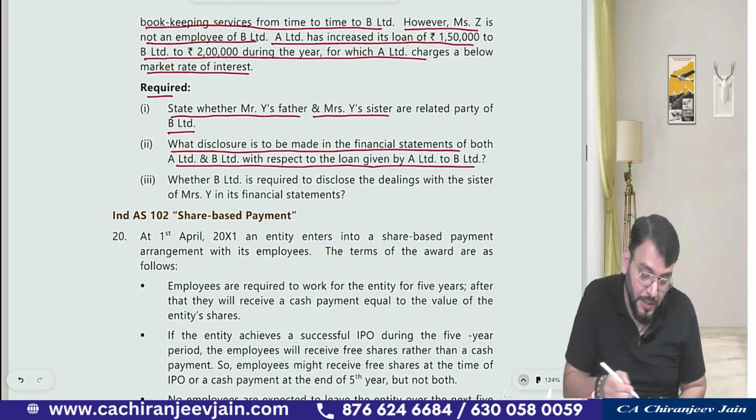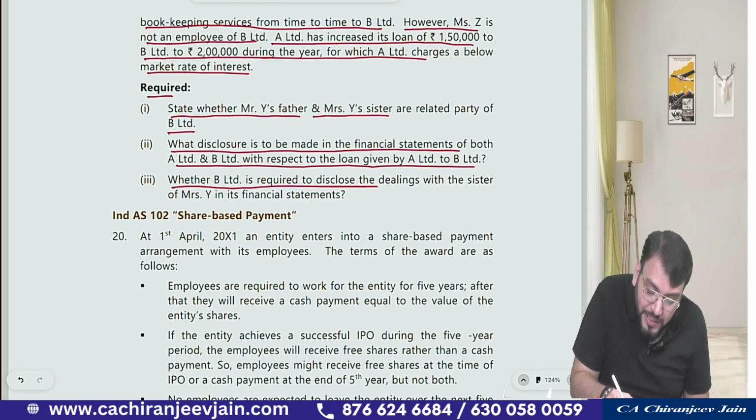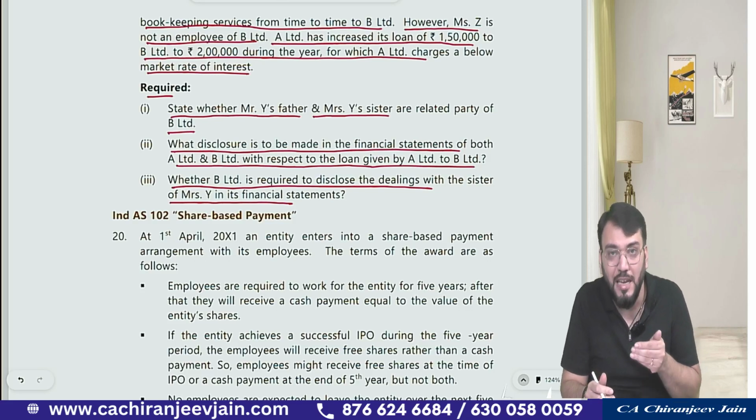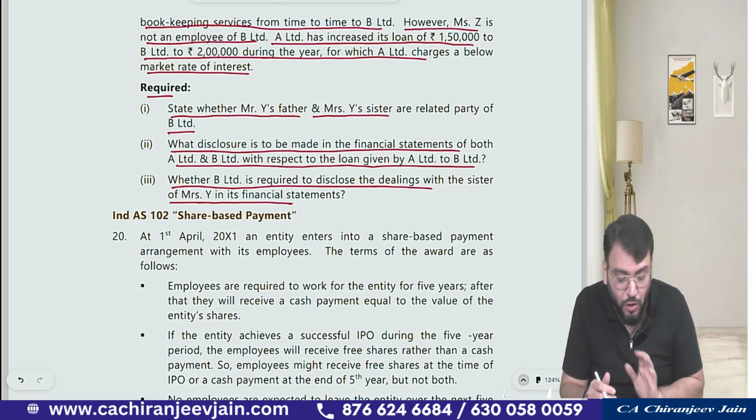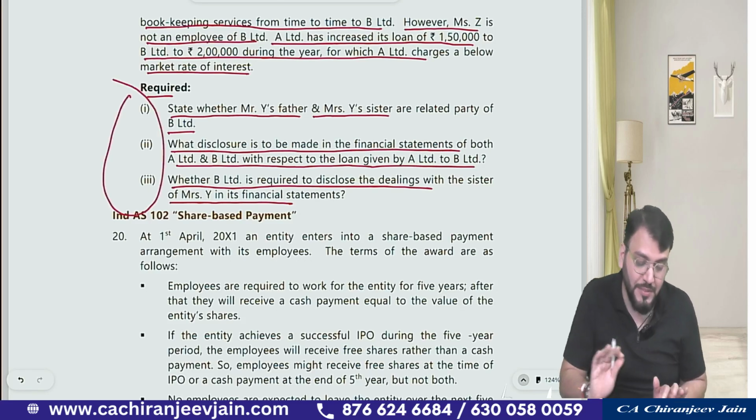If any provision has been created for that outstanding amount, that needs to be also disclosed as per IND AS 24. Got this point? Then whether B Limited is required to disclose the dealing with the sister of Mrs. Y in its financial statements? Yes, of course, because Miss Jad, meaning the sister of Mrs. Y, is a close family member of Mrs. Y, so she is related to B Limited. So the bookkeeping service, whatever transaction has been done, is also a related party transaction. The amount of that transaction and any outstanding amount need to be also disclosed. Got this point? Yes, sir.